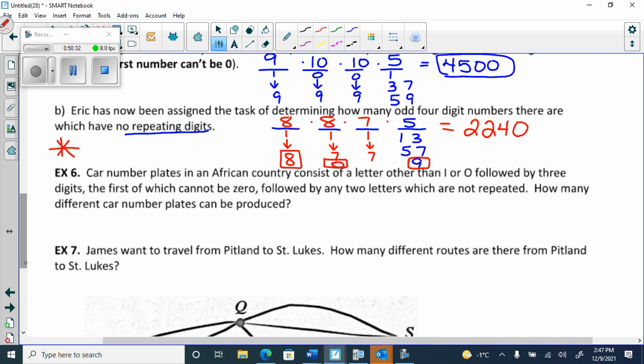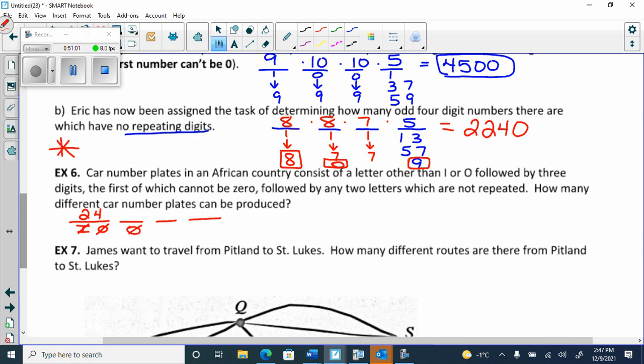Car number plates in an African country consist of a letter other than I or O. So how many letters do I have for this one? 24. I or O are both out, so I have 24. And I can do it right off the bat because I have to do my restrictions first. Then it says, followed by 3 digits. Boom, boom, boom. The first can't be a 0. We'll deal with that in a second.